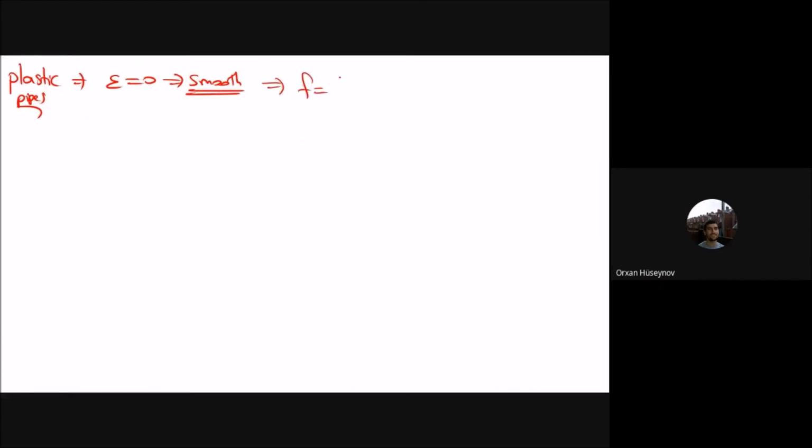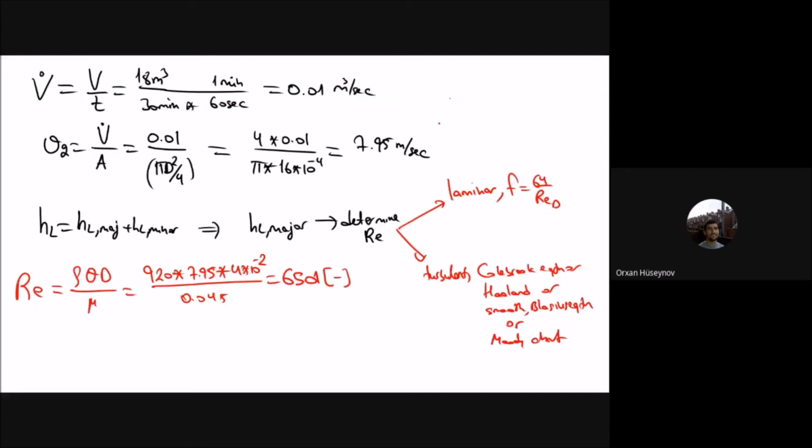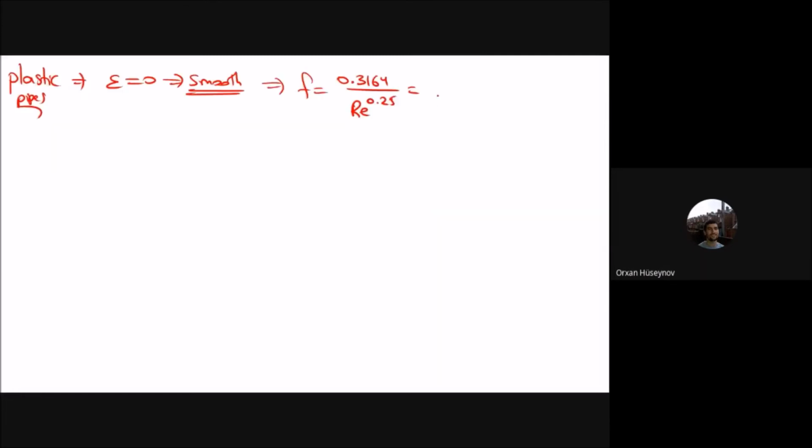And f will be 0.3164 divided by the Reynolds number to the power of 0.25. The Reynolds number is 6501, so f is 0.3164 divided by 6501 to the power of 0.25. And you can tell the value of the friction factor f. So this is by equation. I will also use the Moody chart, and you will see that the Moody chart is not such an accurate method to find the friction factors.